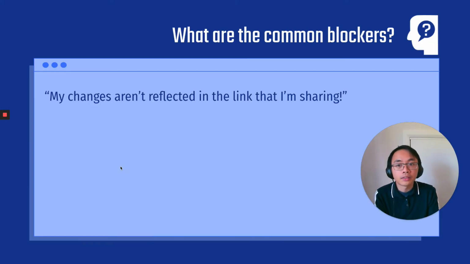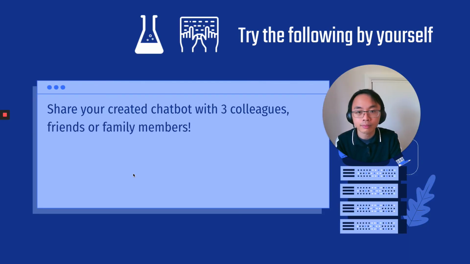So, things you might get stuck on: changes aren't reflected. So watch out for two things. Watch out first that you're saving your changes, so you get rid of that white circular dot. But also, once you have saved, that link might change. So check what the link is after you save, and that should be the link that you're sharing.